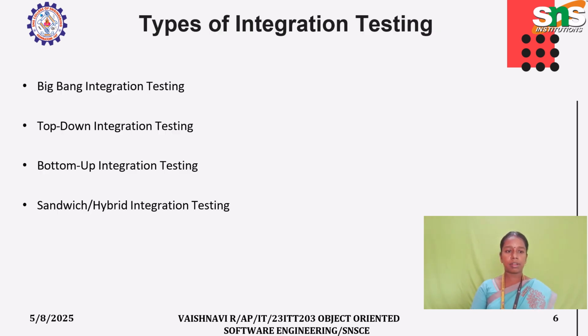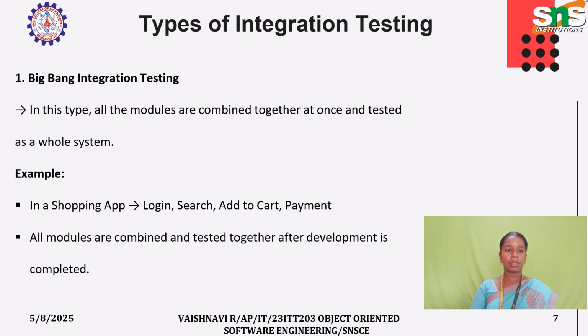Types of integration testing. We have four types. First one, Big Bang integration testing, second, top-down integration testing, third, bottom-up integration testing, and fourth, sandwich or hybrid integration testing. First one, Big Bang integration testing. In this type, all the modules are combined together at once and tested as a whole system. Example, in a shopping app, we go with the login page and then we search for items. If we like the items, we add to cart and then the payment. All the modules are combined and tested together after the development is completed.